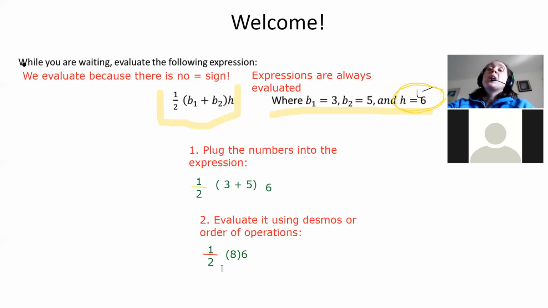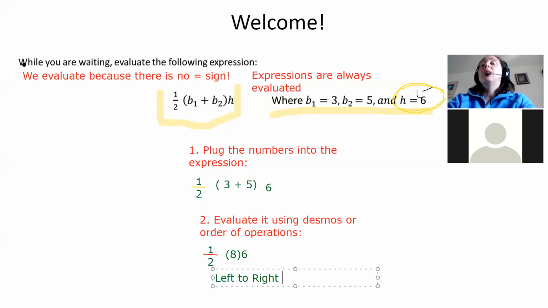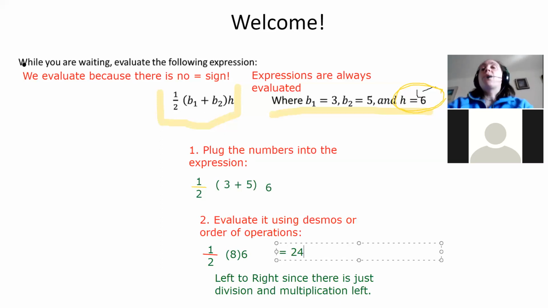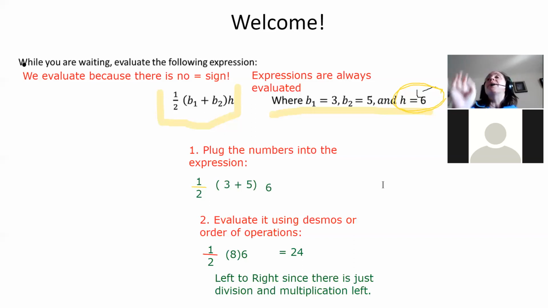So yeah, I would go left to right, technically, according to the rules, since there is just division and multiplication left. And then either way you do it, honestly, you get 24. So, yeah. Very good. Any questions on that? That is the process you are going to be using for a lot of your homework today. It's going to be a lot of choosing the right formula and then just plugging in the different variables.